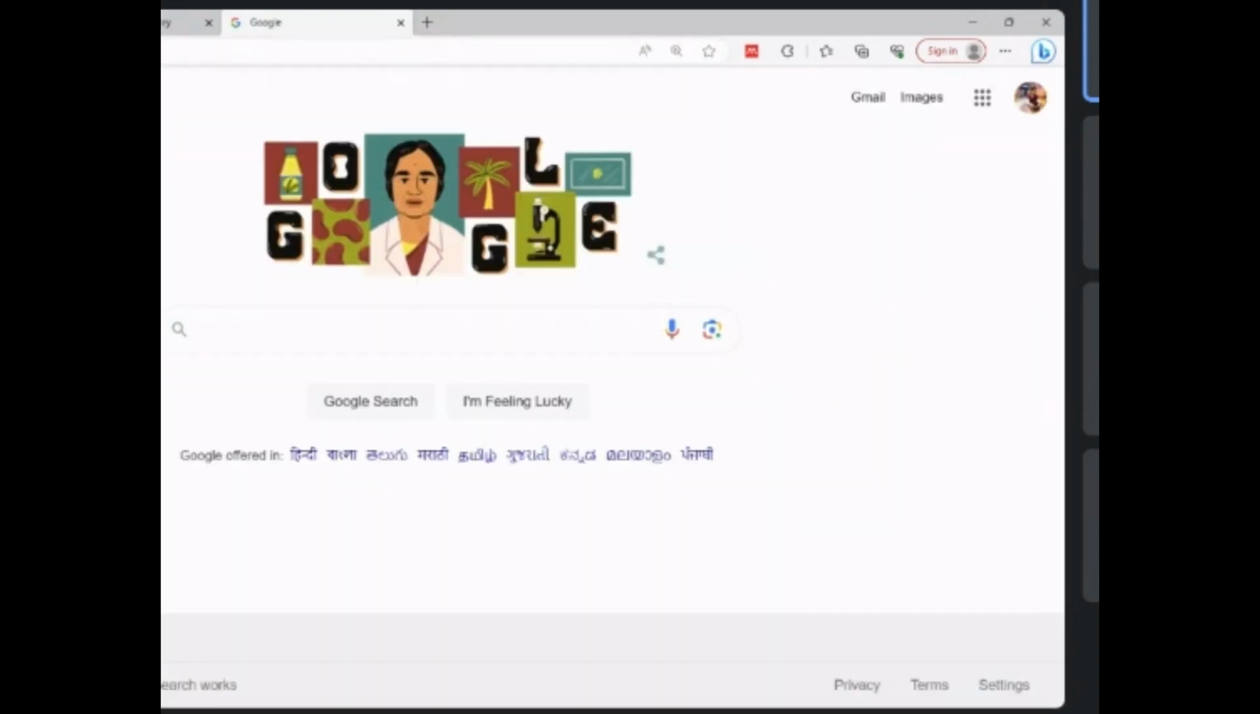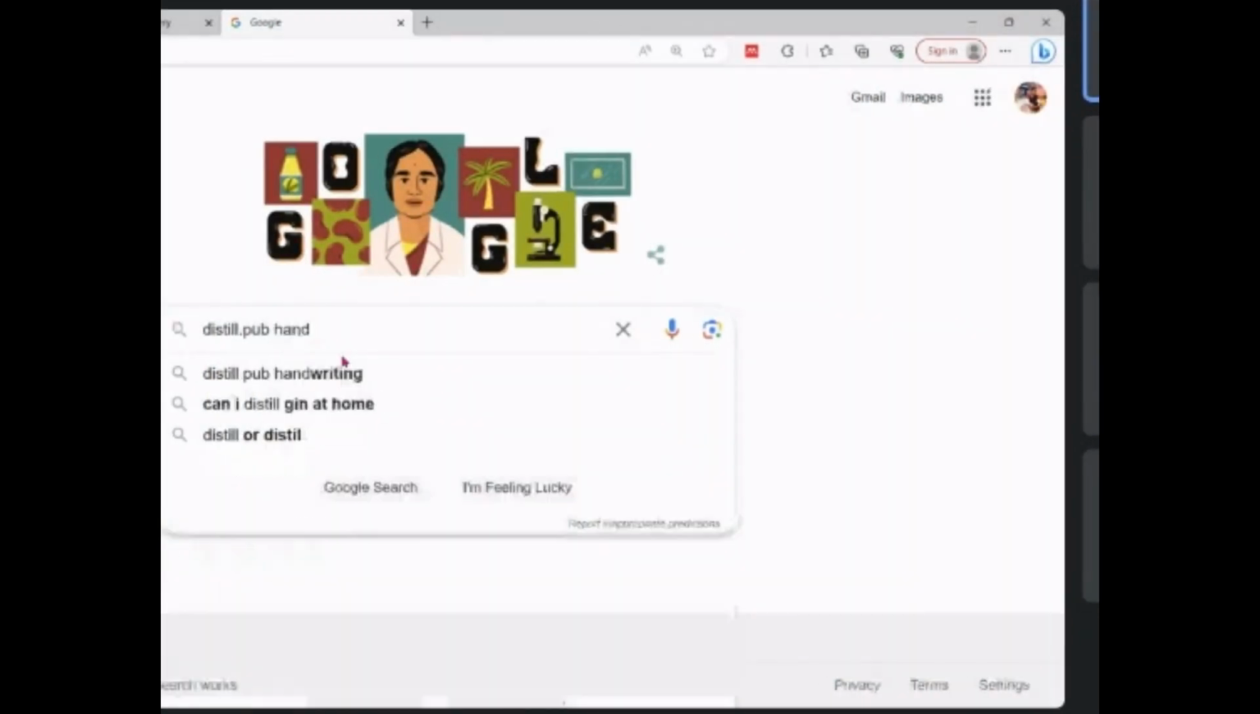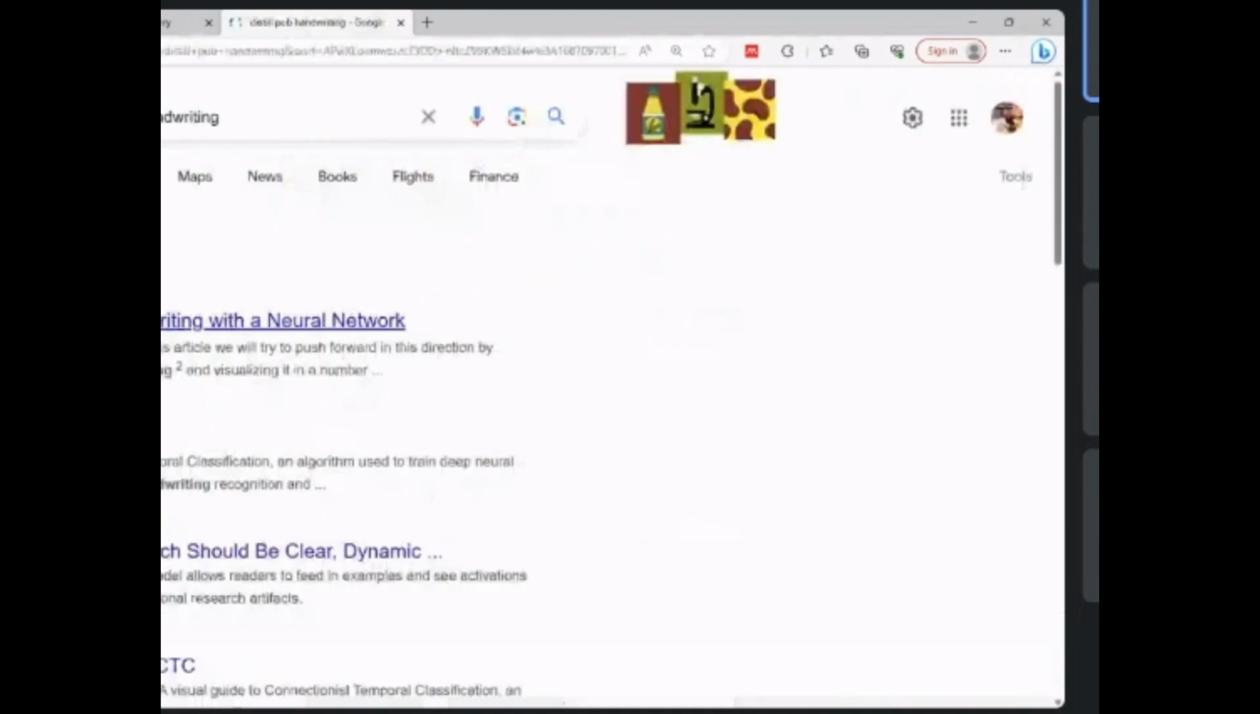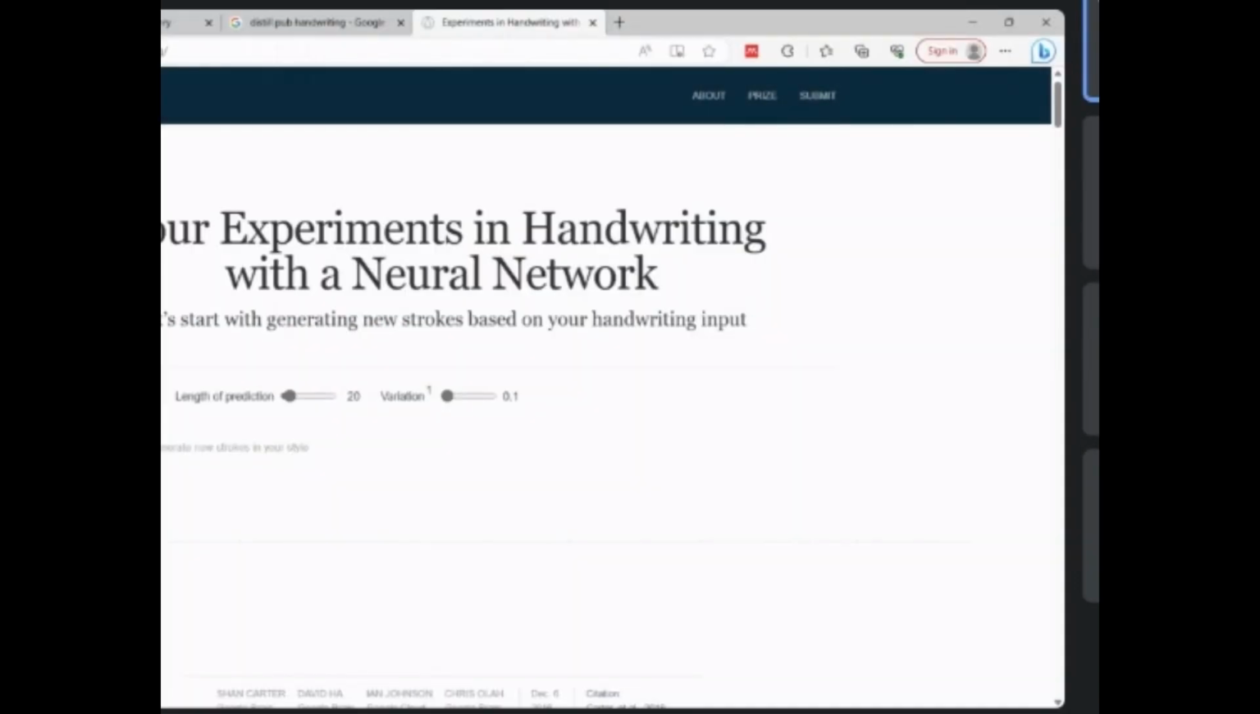Yes, sir. Okay, so we have the experiment handwriting on distill.pub. So we have handwriting operations, right? This site is based upon neural networks and prediction. Can you see, when I hover on the left-hand side, it is saying that you are going to write E and the next letter it is predicting is near about A. The next letter it is going to predict is R. Can you see my handwriting experiments with neural network?